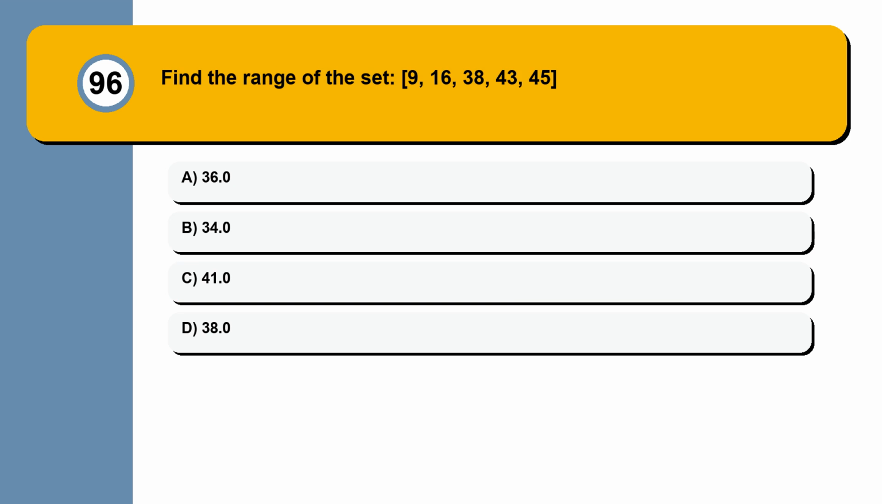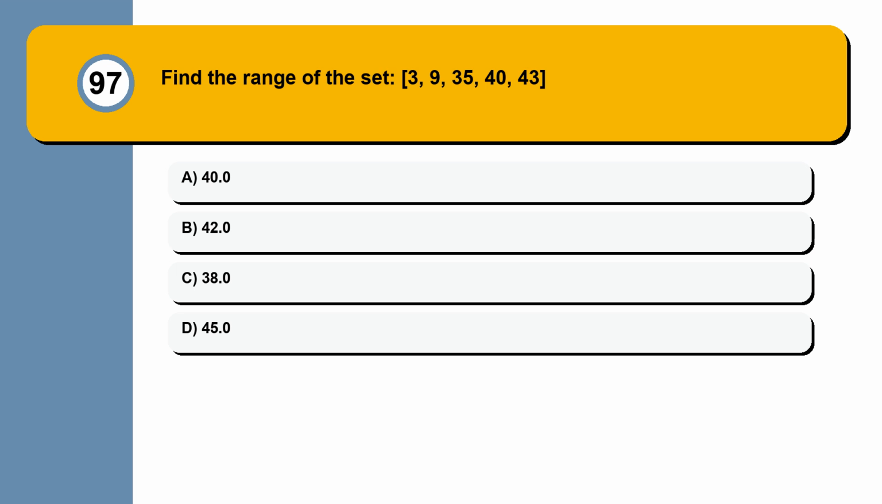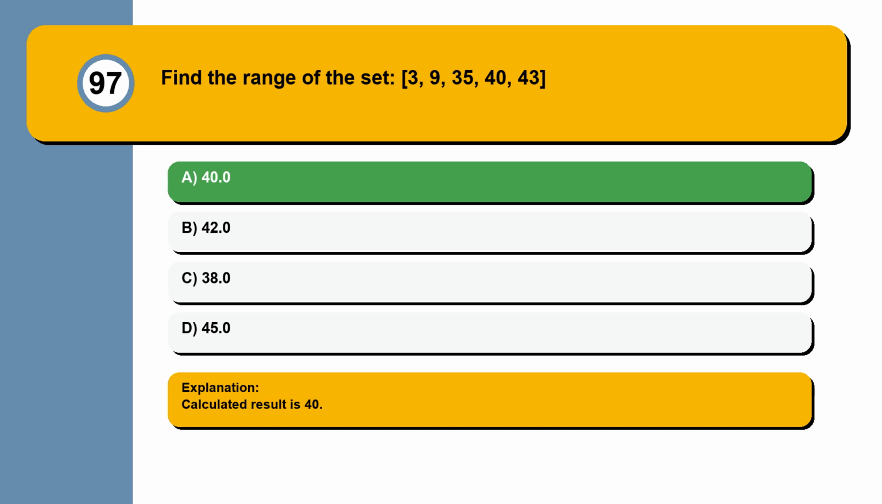Question 96. Find the range of the set 9, 16, 38, 43, 45, 36.0, 34.0, 41.0, 38.0. Calculated result is 36. Question 97. Find the range of the set 3, 9, 35, 40, 43, 40.0, 42.0, 38.0, 45.0. Calculated result is 40.